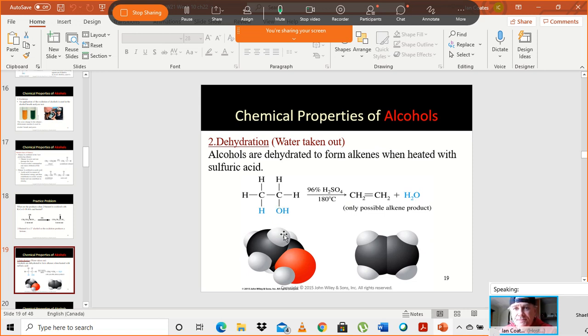Dehydration. Here we have an alcohol, and we're going to suck water out of it in an acid bath. What happens is water is taken out, and in the process we have an alkene.